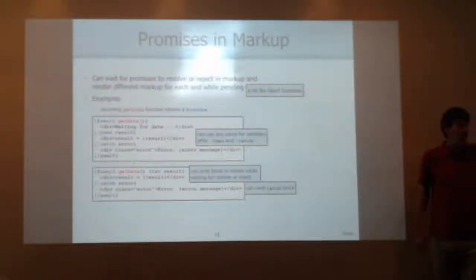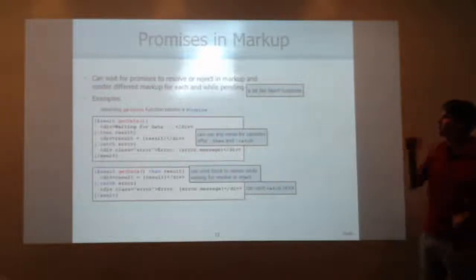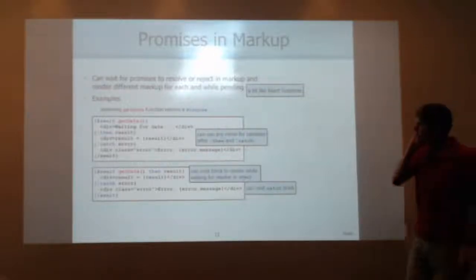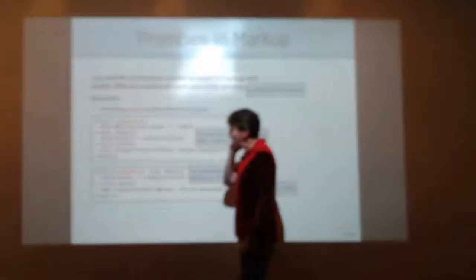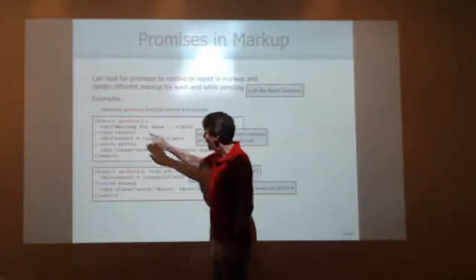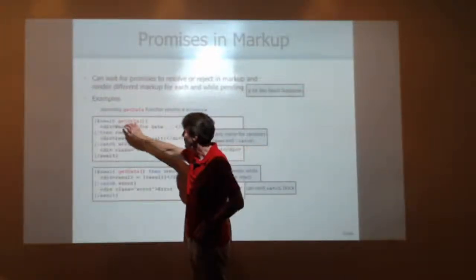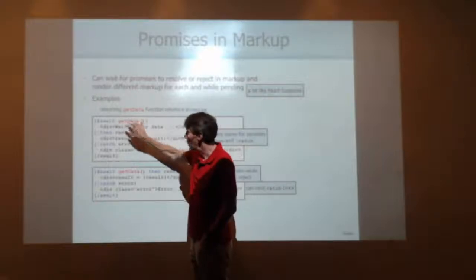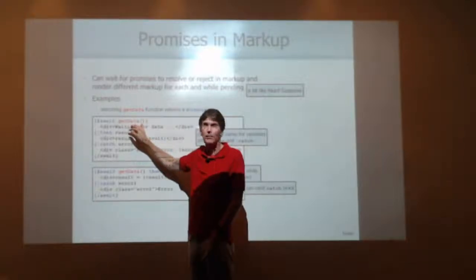I said that there are 3 of these special things. We've seen 2 of them. We've seen each and we've seen if, and here's the third one, really cool. It's await. And so this is for working with promises, and usually what you're going to do here is give it a call to a function that is returning a promise.